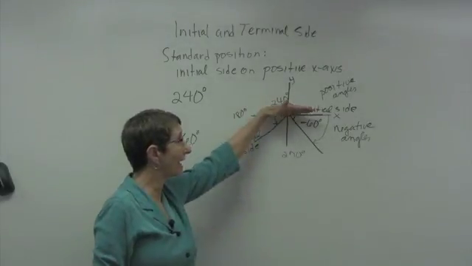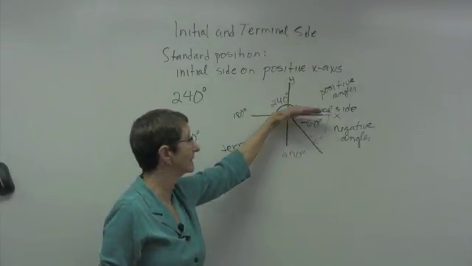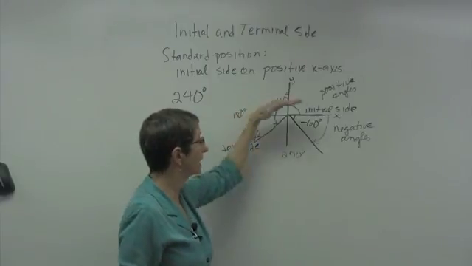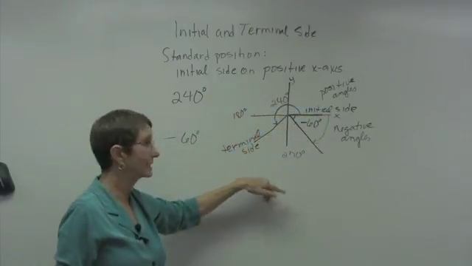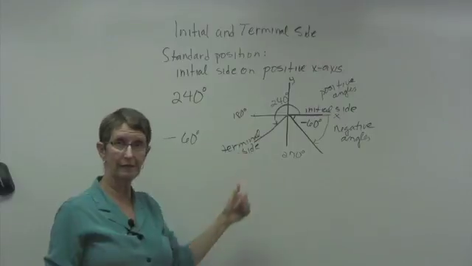So the initial side will always be on the positive x-axis. Positive angles go counterclockwise, negative angles go clockwise. And you put your terminal sides wherever they need to be.